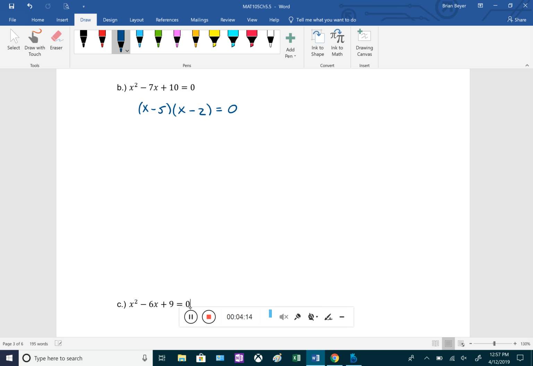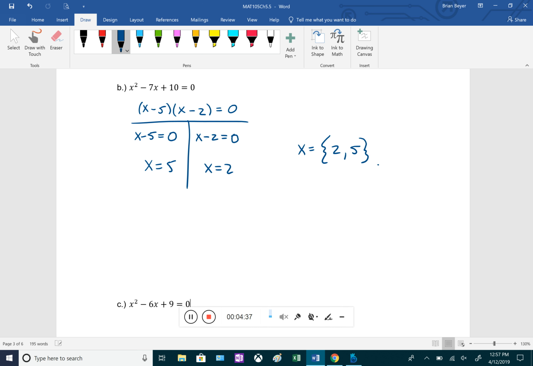So once it's factored, we can set it up like this and say that means either x minus 5 has to equal 0 or x minus 2 has to equal 0. We solve them both separately. On the left-hand side, we add 5, we get x equals 5. On the right-hand side, we add 2 and get x equals 2. So our answer as a solution set is going to be 2 and 5.